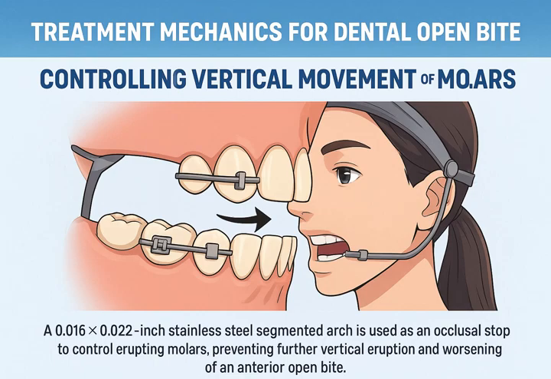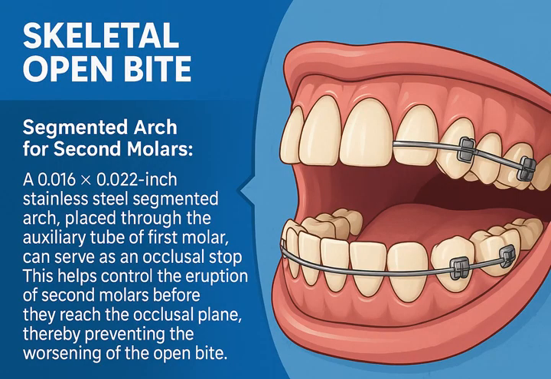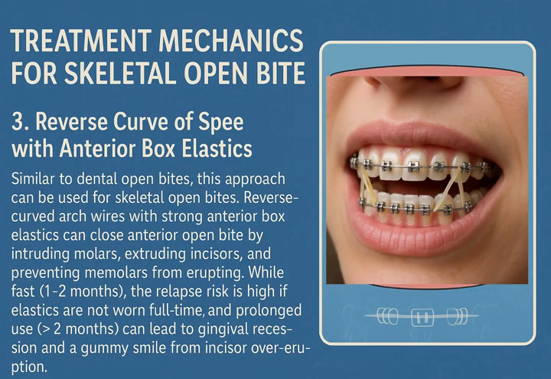2. Segmented arch for second molars. A 0.022-inch stainless steel segmented arch, placed through the auxiliary tube of the first molar, can serve as an occlusal stop. This helps control the eruption of second molars before they reach the occlusal plane, thereby preventing the worsening of the open bite. 3. Reverse curve of SPE with anterior box elastics.